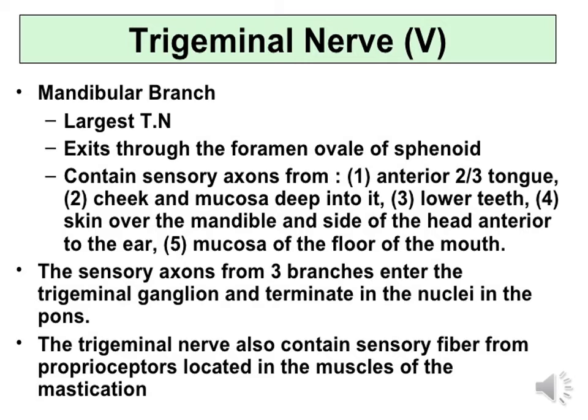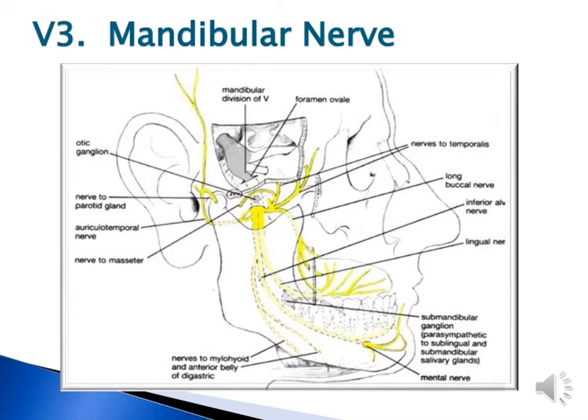The trigeminal nerve also contains sensory fibers from proprioceptors located in the muscles of mastication. This figure shows the branching of the mandibular nerve that goes through the trigeminal ganglion. The mandibular division enters through the foramen ovale and divides into an anterior branch and a posterior branch. The anterior branch is mainly motor, supplying the muscles of mastication, and we have only one sensory nerve, the long buccal nerve. The posterior branch is mainly sensory except for one motor branch. The inferior alveolar nerve and the lingual nerve are sensory, and we have the mylohyoid nerve that supplies the mylohyoid muscle and the anterior belly of the digastric muscle.